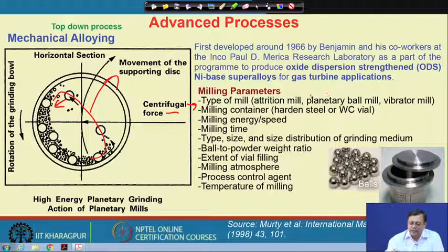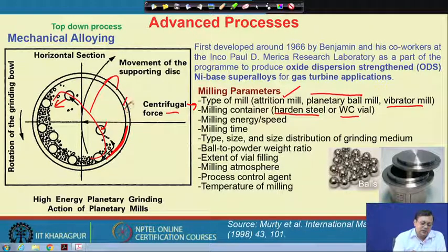There may be a planetary type of motion in a mill, which we call a planetary ball mill, or it can be a vibrator type of mill, or an attrition type of mill. We will discuss what those mills are and how the process goes on. However, the container, I am talking about the vial, could be made of hardened steel, tungsten carbide, or maybe some ceramic. One should prefer that the grinding medium as well as the vial be made of the same material, which will also increase the efficiency.